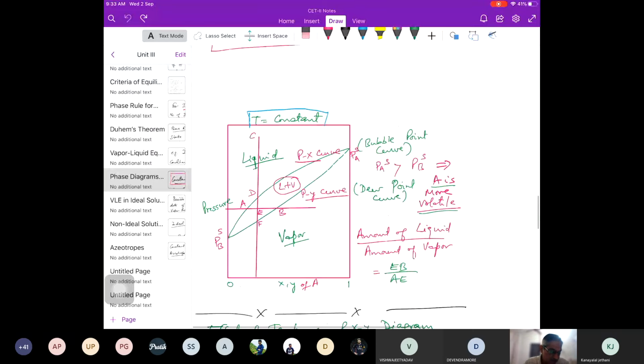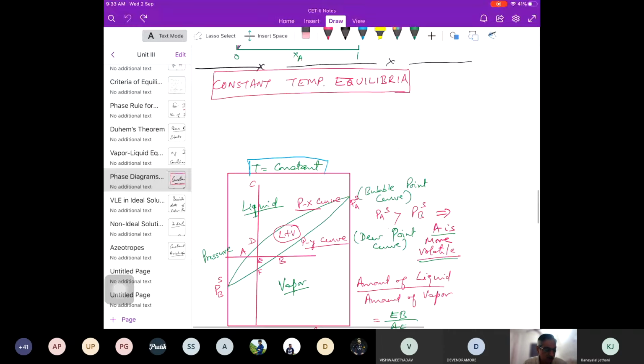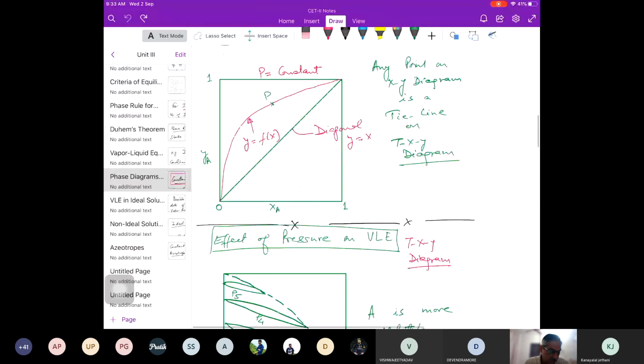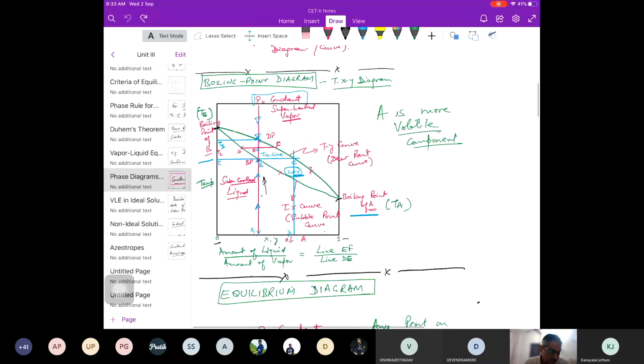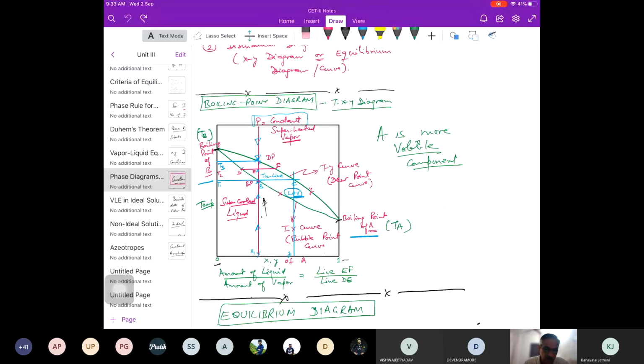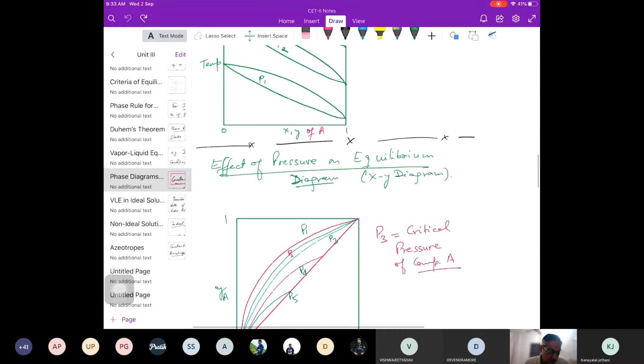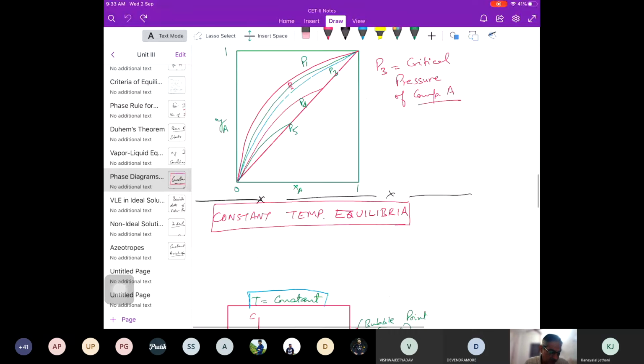Okay, so let us look at constant temperature equilibrium now. That was constant pressure when we looked at the earlier one. That diagram was constant pressure, the TXY diagram. Temperature was changing, X was changing, Y was changing, right? Now we are going to look at constant temperature equilibrium. If you keep only the temperature constant, what happens to the pressure?